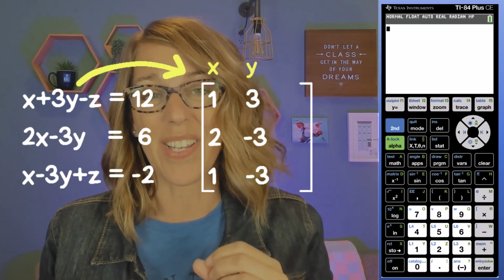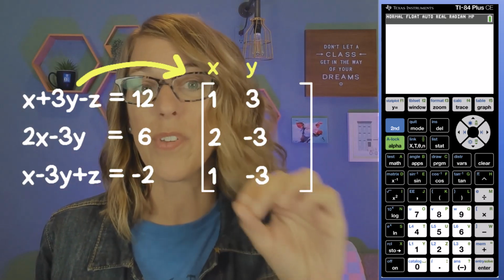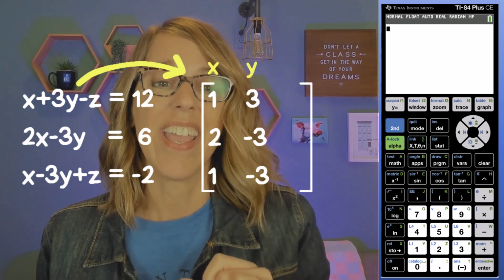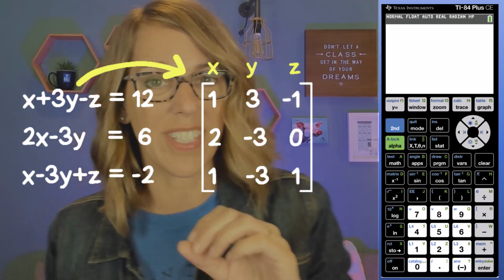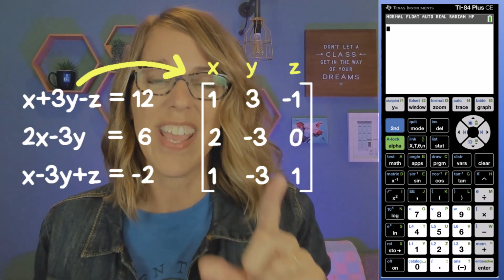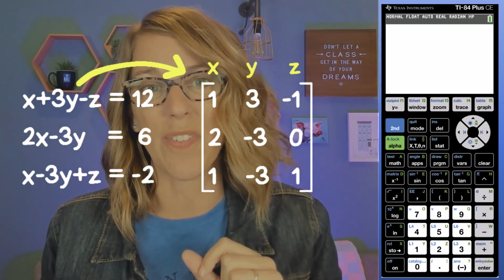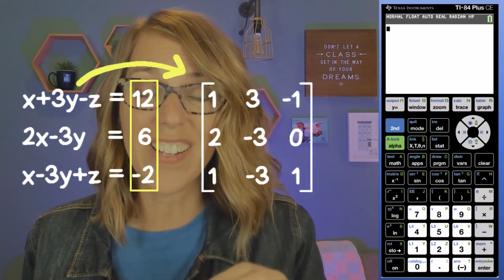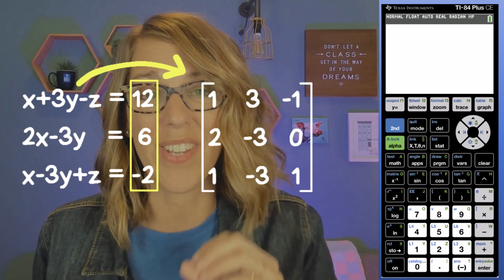In the second column, I'm going to put the coefficients for those y's, the 3, the -3, and the -3. And then I've got the coefficients for the z's. So that's a -1. There are no z's in the second equation. And then 1 is the coefficient for that third z. All I've got left is to combine the constants that are on the other side of the equation.